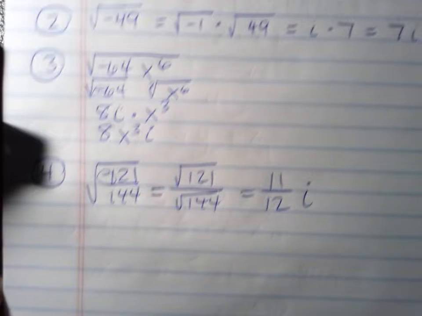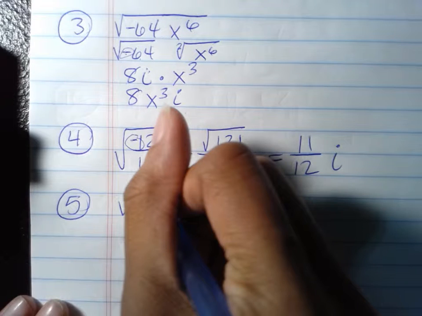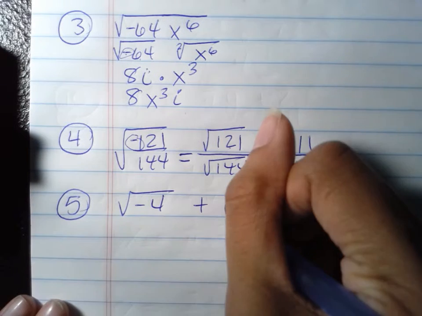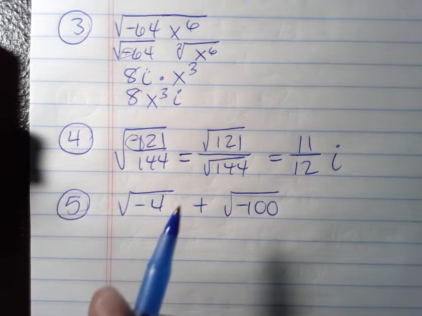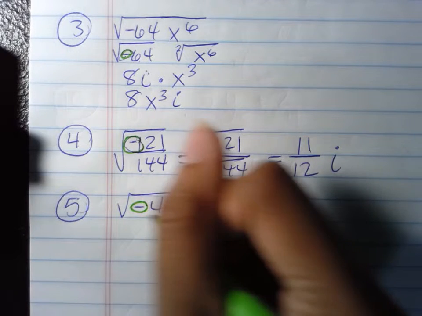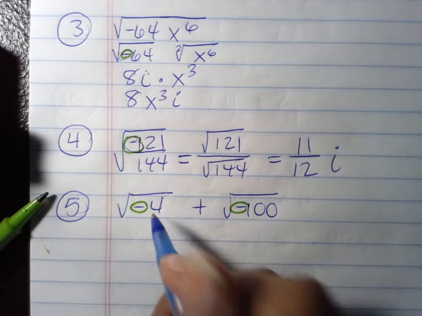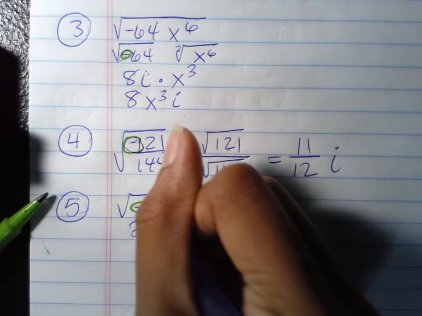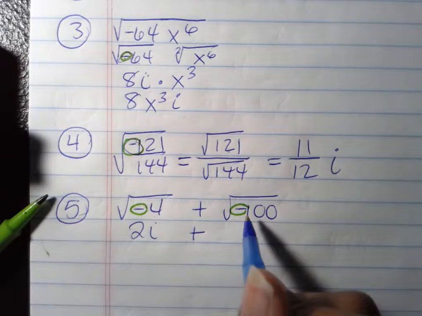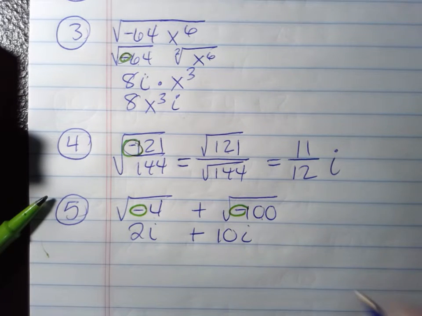Number 5, we have square root of -4 plus square root of -100. Alright, so we have all these negatives. So that tells me i is going to be coming out of them. So square root of 4 is 2, so I have 2i. Bring down the plus. Square root of 100 is 10. It's a negative. Bring in the i. Both of them are i, so I can add these. 2i plus 10i is 12i.